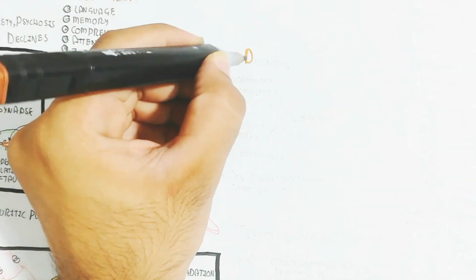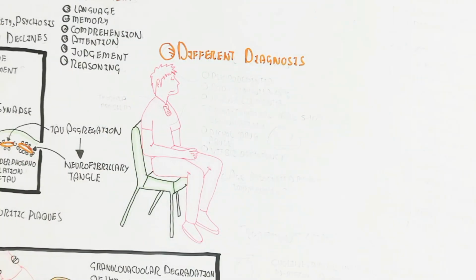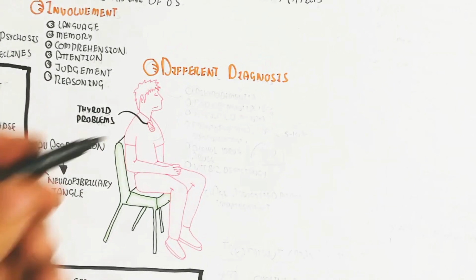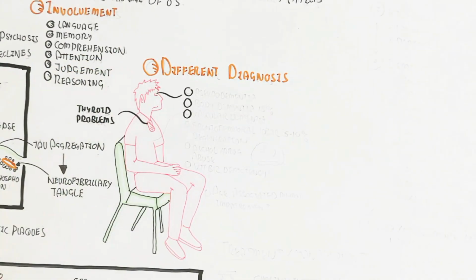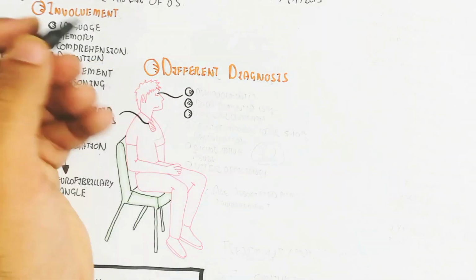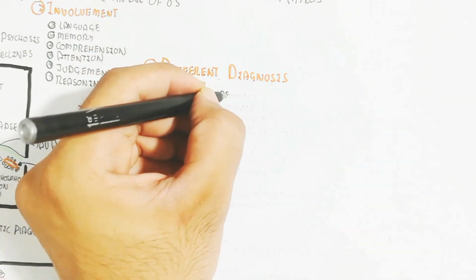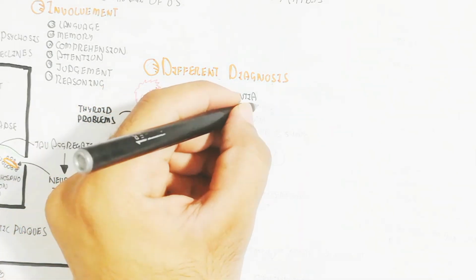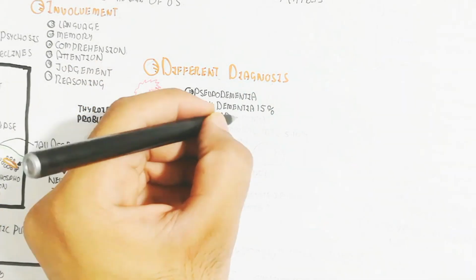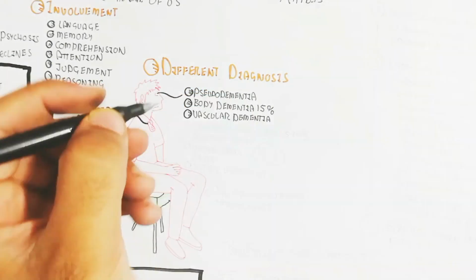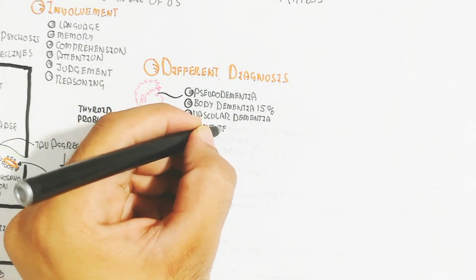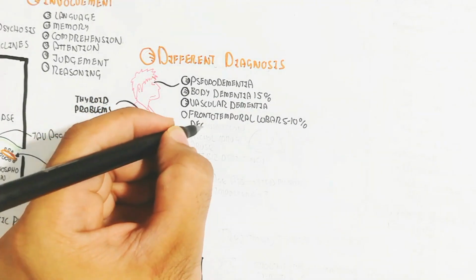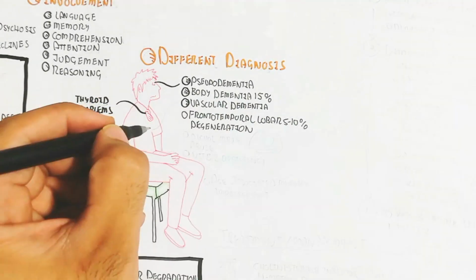So the different types of Alzheimer disease can occur due to several reasons, like thyroid problems, pseudodementia, or Lewy body dementia 15%. The vascular dementia also. What is the vascular dementia? The vascular dementia means the memory loss due to blood circulatory system problems. The frontotemporal lobe degeneration 5 to 10%.